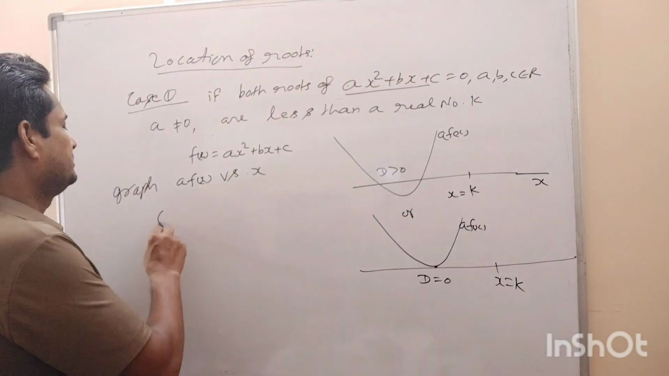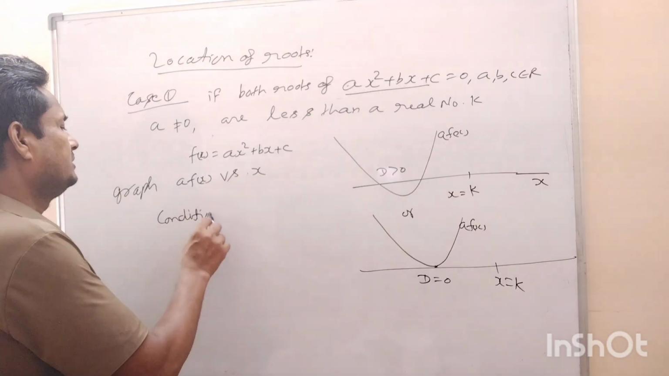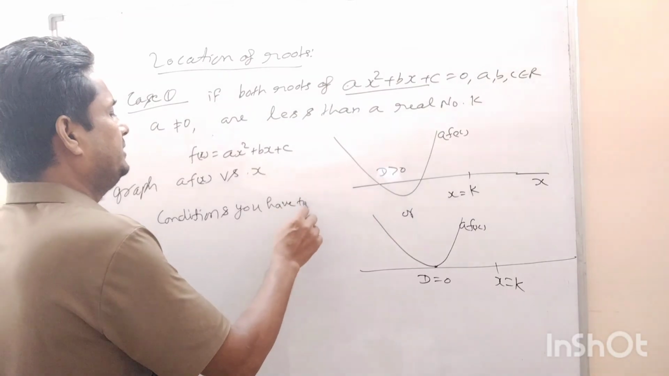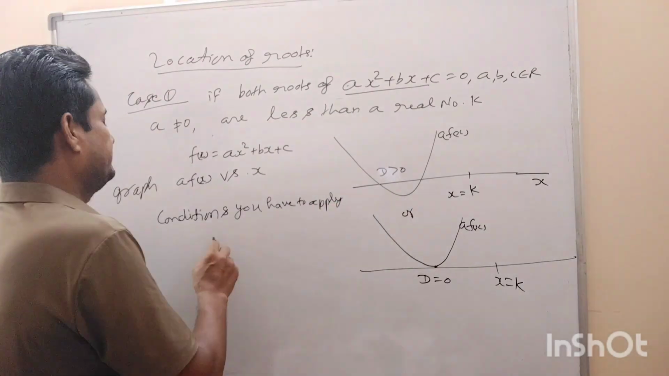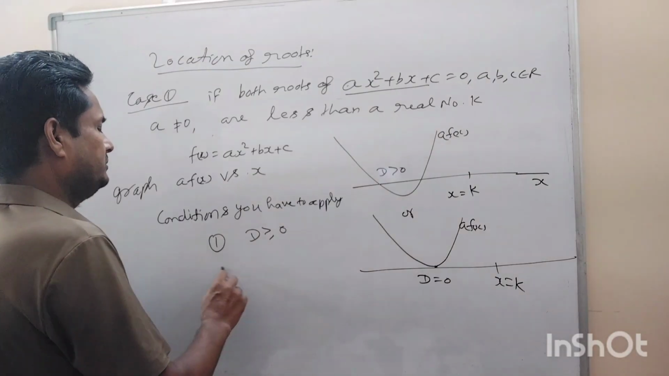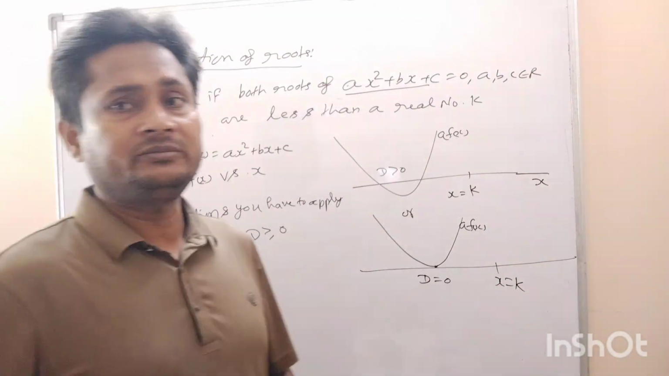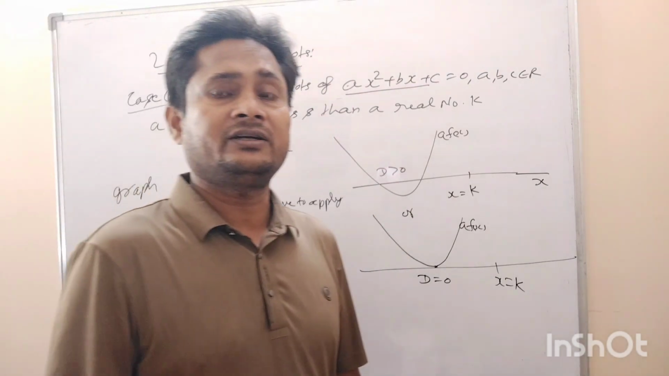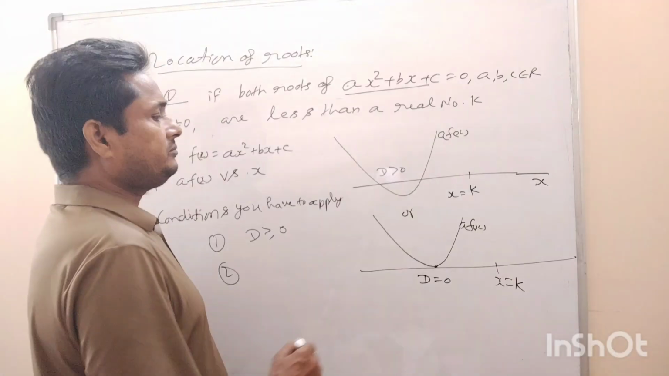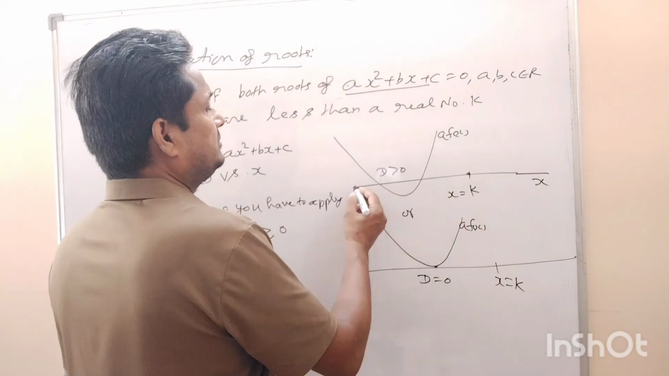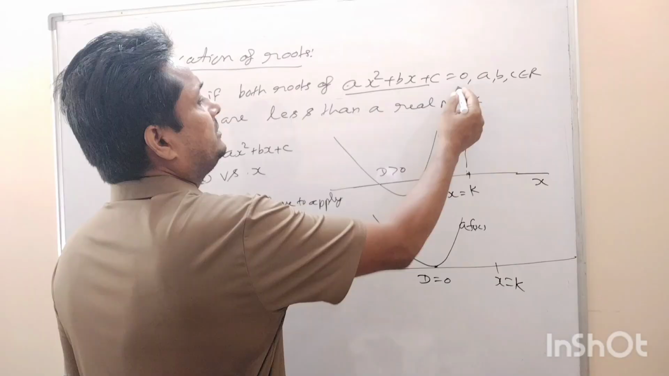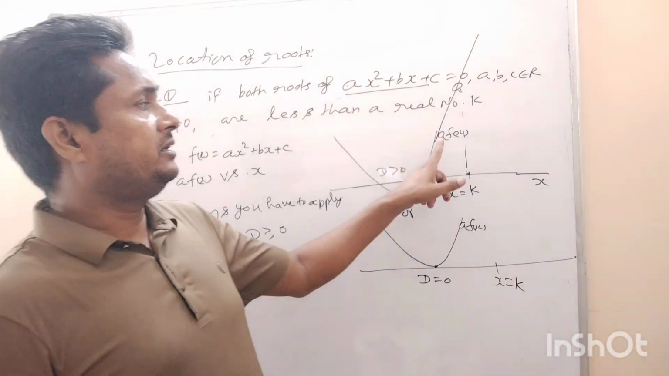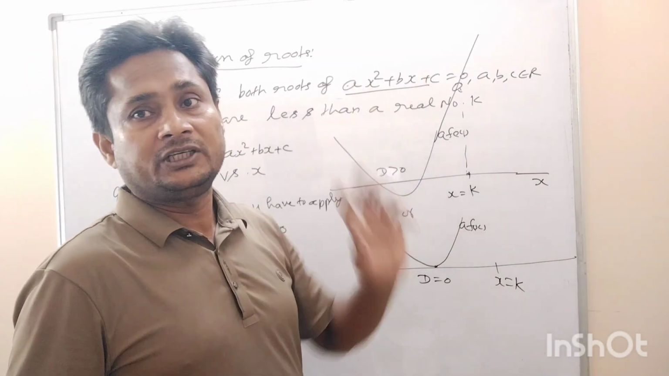So what will be the conditions you have to apply? The first condition is D greater than or equal to 0, because this case is also true and this case is also true. Now what is the second condition? See here, if k is here, then at x equal to k, a times f(k) will always be positive.